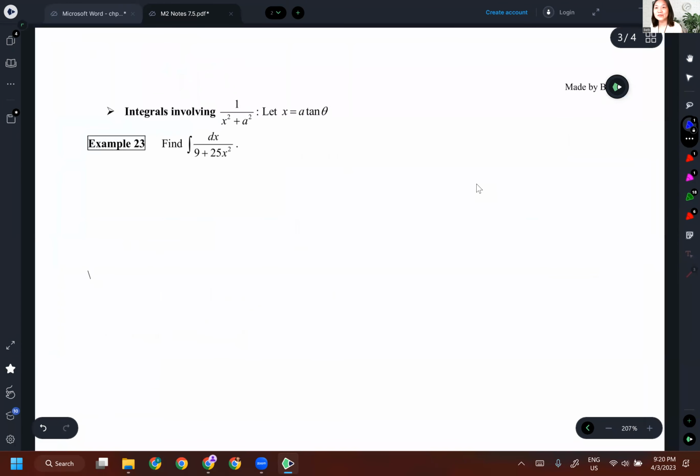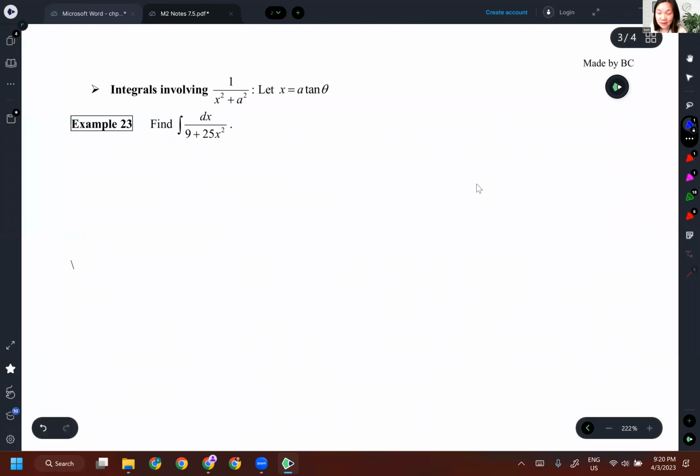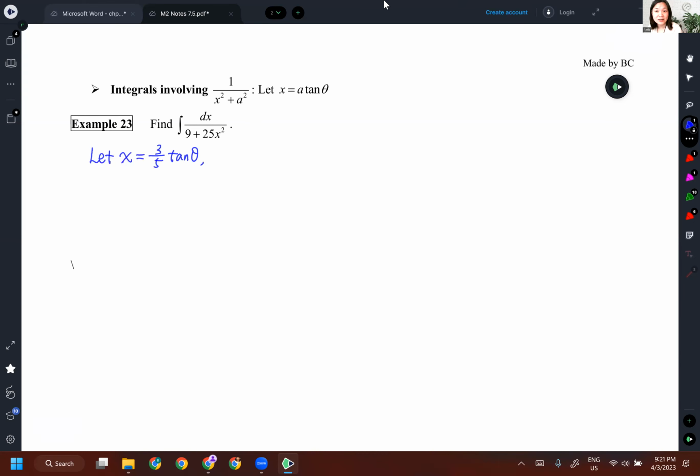Okay, I'll show you another one. In example 23, this cannot be solved. This is another example where I just changed the function a little bit, and then it cannot be solved unless you use this substitution. The sine substitution does not work now. You have to use the new substitution. So in this question, I will let x be 3/5 tangent theta. And here theta is between -90 and 90.